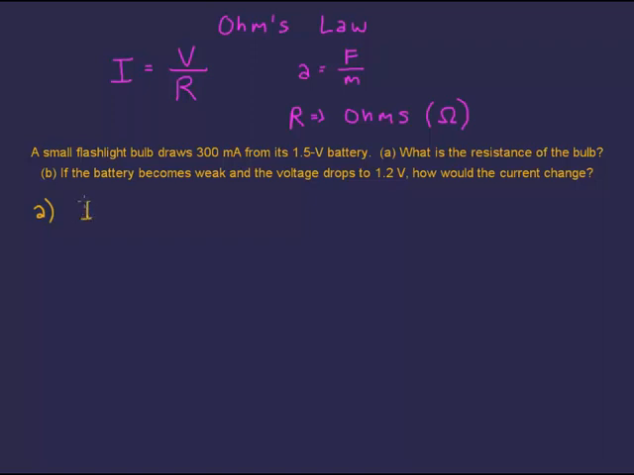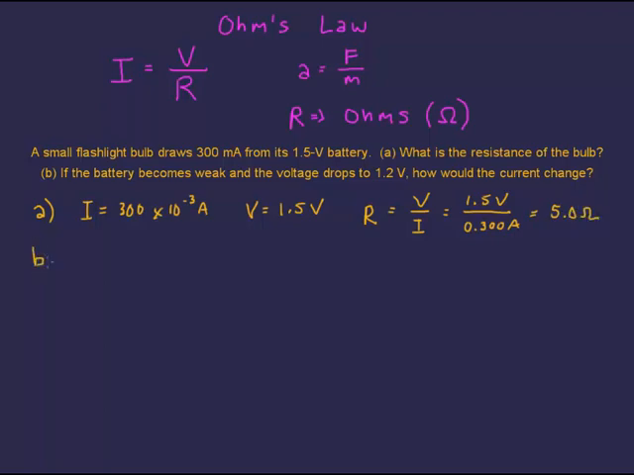We have that the current is 300 milliamps, which is 300 times 10 to the negative 3 amps. And that the voltage is 1.5 volts. And we need to know the resistance. If you solve Ohm's law for resistance, you're going to wind up with the voltage over the current. And we have 1.5 volts over a current of, if you do the conversion, you get 0.300 amperes. Plugging it in the calculator will get you 5 ohms.